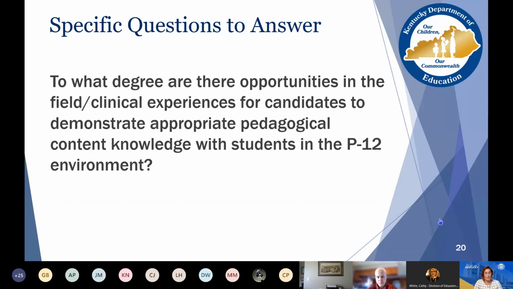So look and review. Now, the specific question that we ask is, to what degree did this program provide opportunities in the field and clinical experiences for students to demonstrate, and again, appropriate pedagogical knowledge, content knowledge with students in P12 environments? So I think that you have to pay attention to things such as, did the EPP document through the courses and responses have a planned sequence of experiences to develop appropriate knowledge?